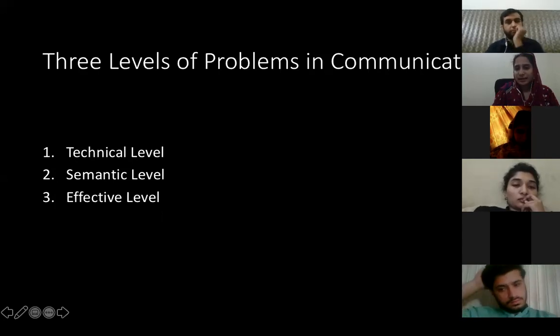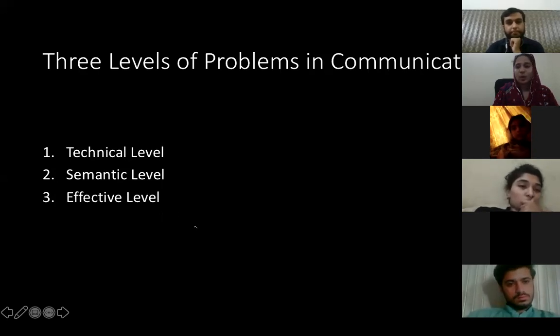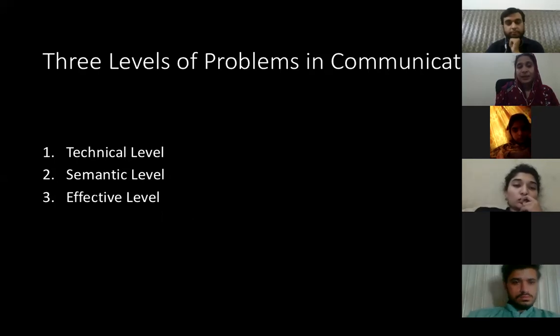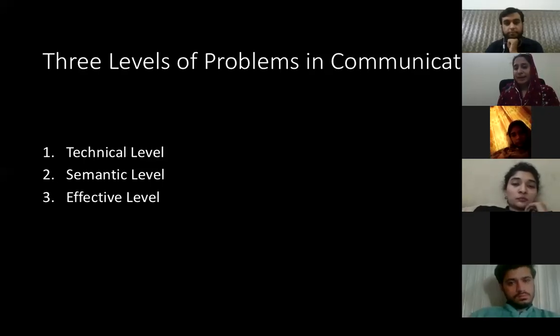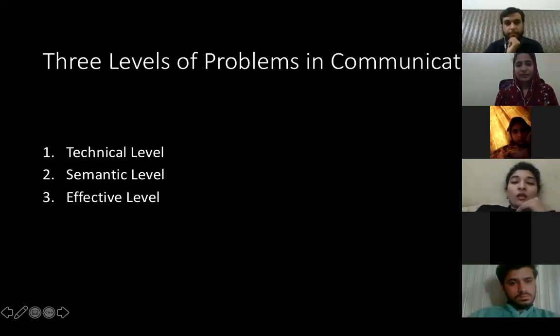What is a technical level problem? A technical level problem, according to Shannon and Weaver, is any problem with the device at the receiving end, or any problem with the device at the sending end, at the sender's end. A technical level problem is any problem with machinery, where message cannot be communicated properly because of a technical level issue.